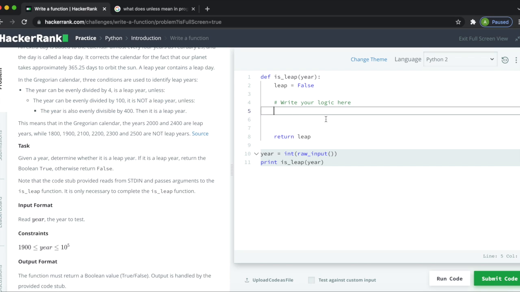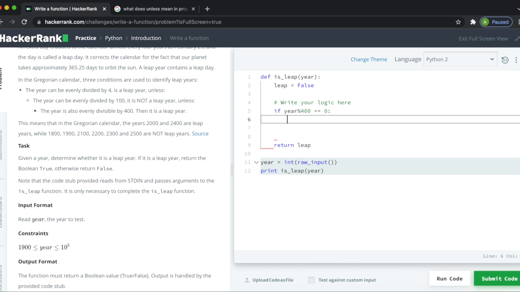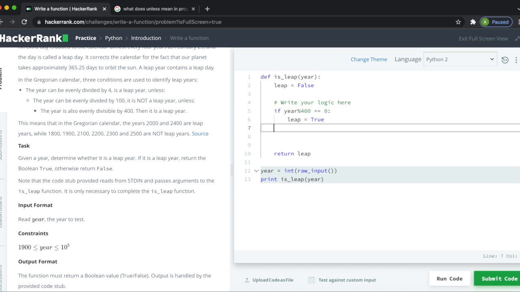Okay, we can write it as, if the input we have is year, percentage 400 equal to 0. So we say that evenly it is divisible by 400, it is going to be true. So for true, what we would do is we would pass the statement leap is equal to true. And the other condition was elif year percentage of 4, you can see that if it is divisible by 4, equal to 0.